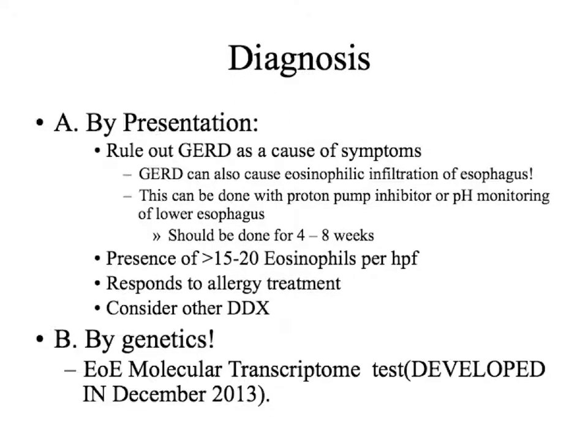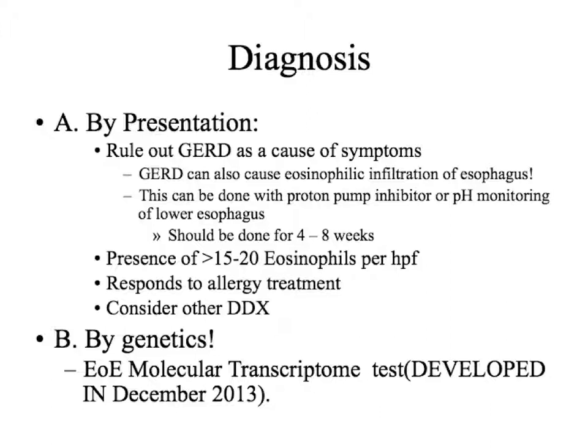As of the middle of 2013, the American College of Gastroenterology put out guidelines for diagnosis. Now I have the full set of guidelines in my study guide, but this is the bare bones of it. If you can rule out GERD, which you do with a proton pump inhibitor, and they actually put 8 weeks. The research that I read before had 4 to 8 weeks, but the American College of Gastroenterology says treat for GERD for 8 weeks. And if the eosinophilia is caused by GERD, then you've treated it and it should be gone.